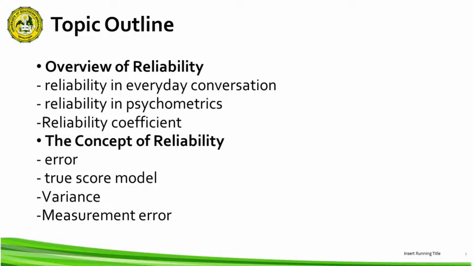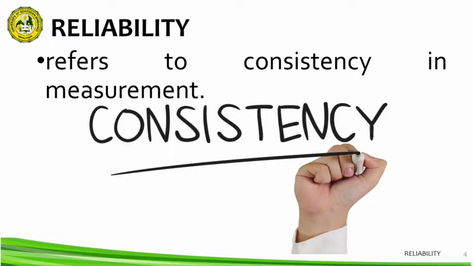So let us first tackle reliability in everyday conversation. In day-to-day conversation, reliability is synonymous to dependability and consistency. So think of someone who is reliable. What attributes does she or he have? When we think of someone reliable, we often refer to them with characteristics of being dependable and consistent. And we like people who are reliable.